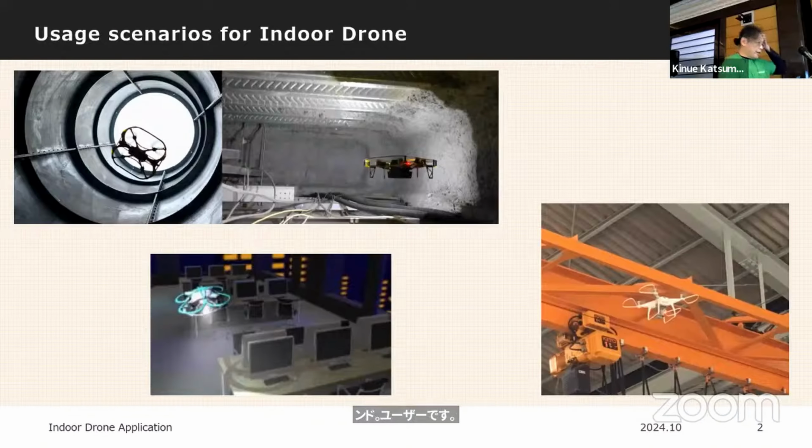In Japan, there are various needs for using drones in indoor spaces. For example, monitoring construction progress in tunnels, inventory management in warehouses, factory inspections and environment measurements, and night patrol in buildings.